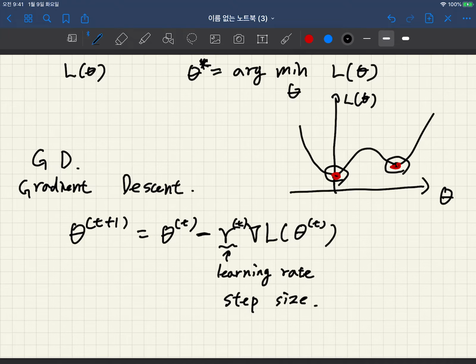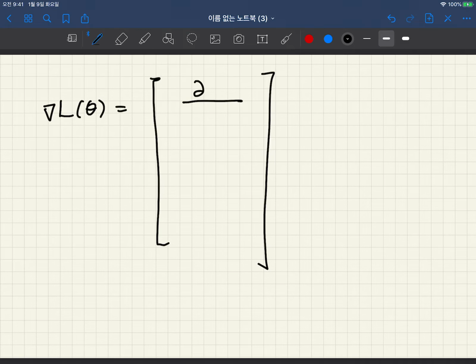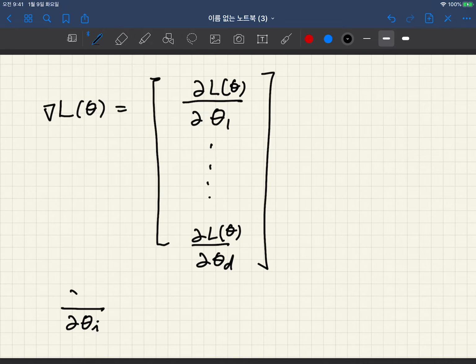To understand the gradient descent algorithm, we have to understand what the gradient is. When there are d number of parameters, the gradient's definition is the vector consisting of the partial derivative with respect to each parameter. And the partial derivative essentially for i is this.